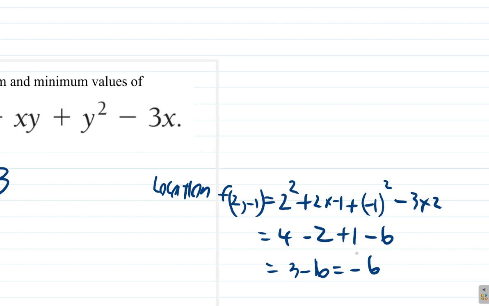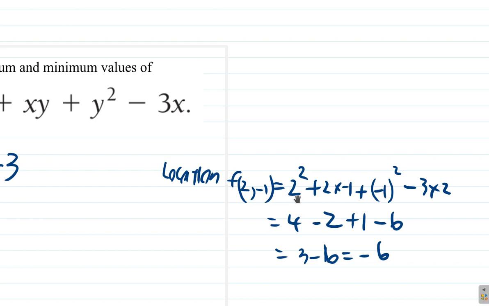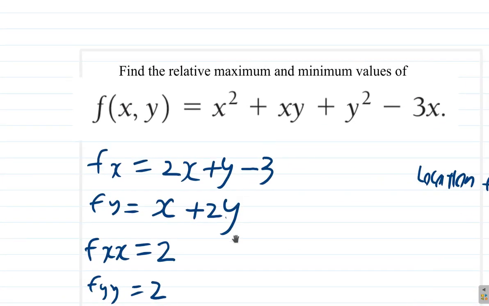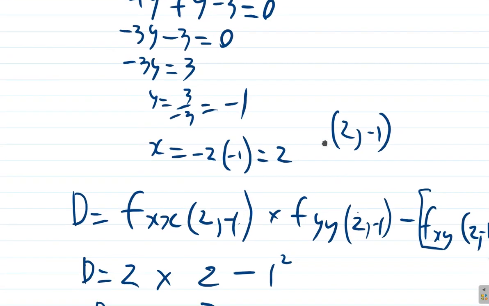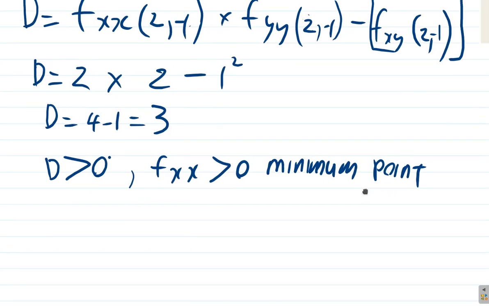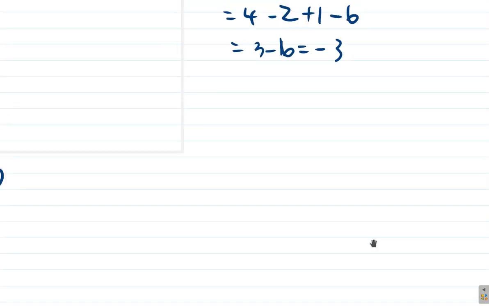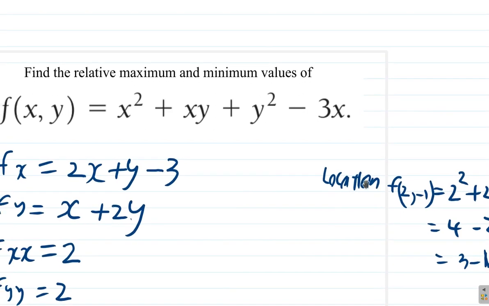3 minus 6 is -3. So the minimum value is -3. Alright, so there we have it. We found out the coordinates of the critical point. We did the D-test to find out that it is a minimum point, and we found where that minimum point is located.